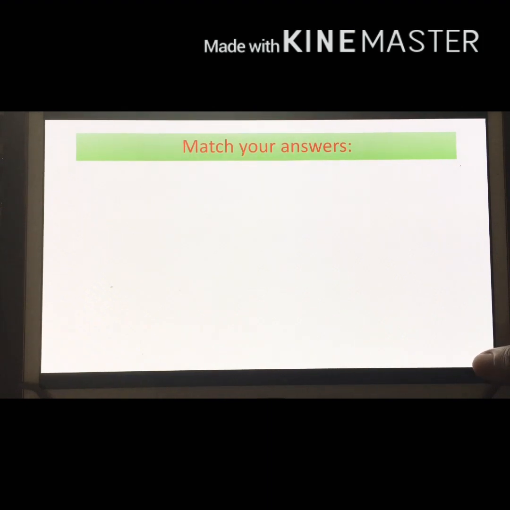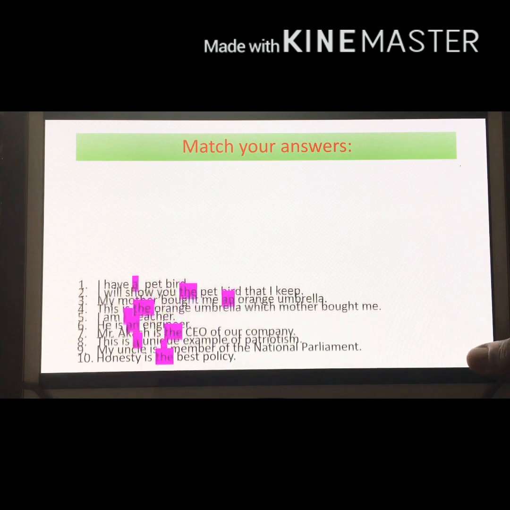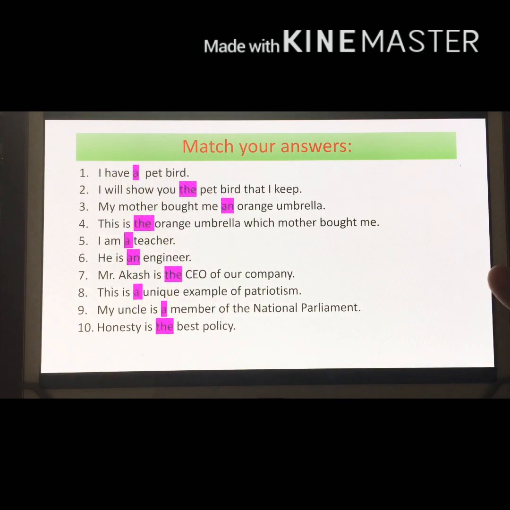Students, now match your answers. I have a pet bird. I will show you the pet bird that I keep. My mother bought me an orange umbrella. This is the orange umbrella which my mother bought me. See here in number 2 and number 4. The umbrella and the pet bird are in number 2. The pet bird is already introduced in number 1, and the orange umbrella in number 4 is already introduced in number 3. That is why in both cases we use the definite article.